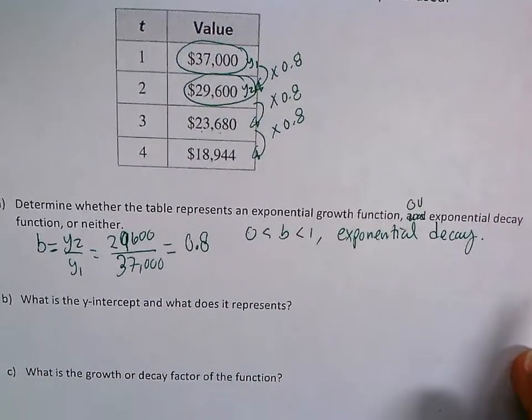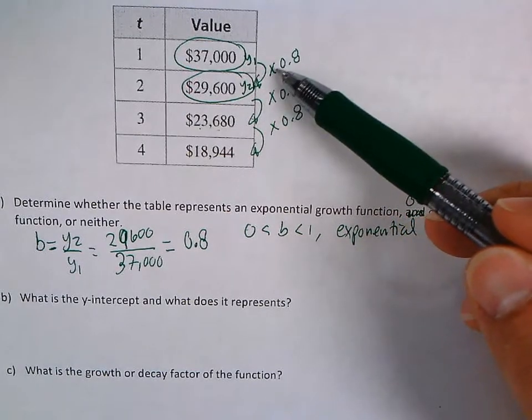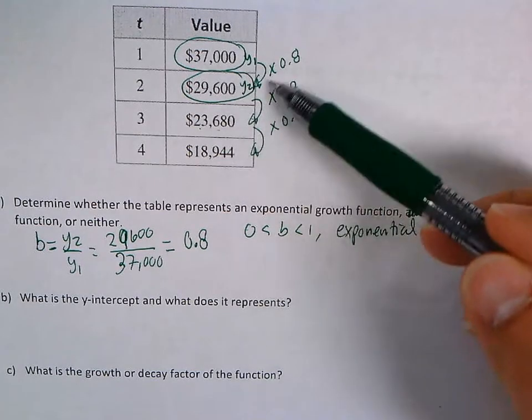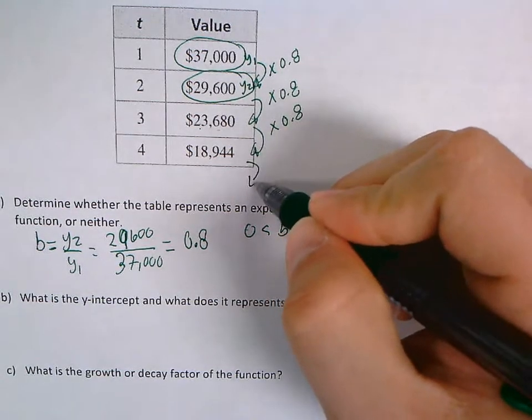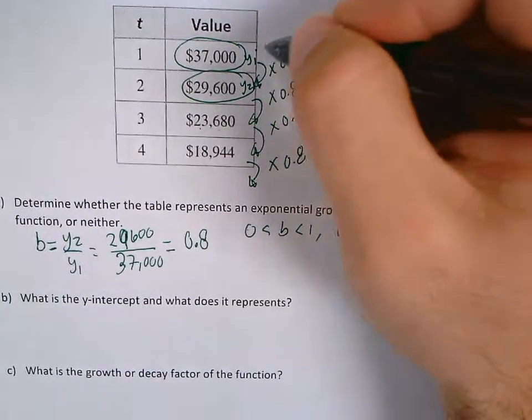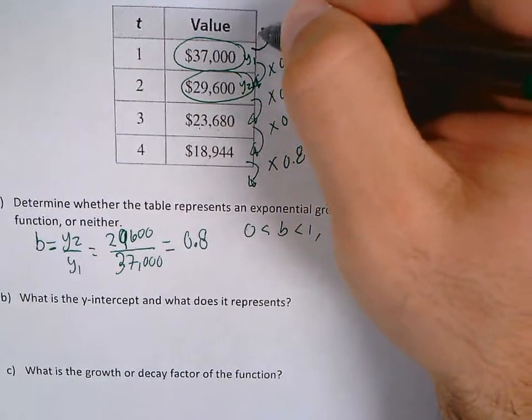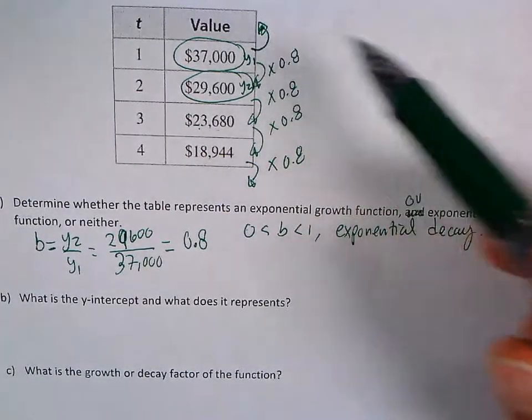Well, if I am multiplying each of these y values by 0.8 to get the next term, that means if I want to know the next term, I will multiply by 0.8. What do you think you can do to get a previous term? I would recommend that you pause the video right now and see if you can come up with a way to find out what the y-intercept will be.